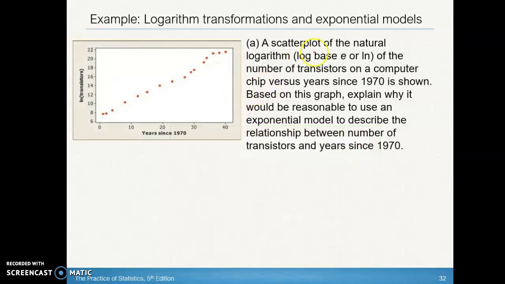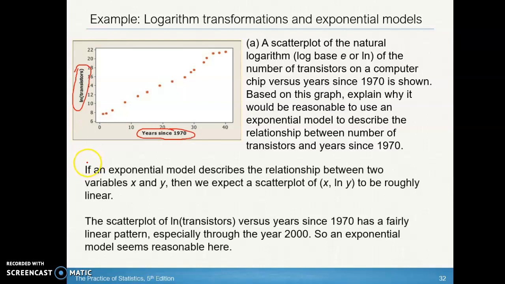A scatter plot of the natural log of the number of transistors on a computer versus years since 1970 is shown. Notice here it's labeled the year since 1970, and we took the natural log of the transistors. Based on the graph, take a minute and explain why it would be reasonable to use an exponential model to describe the relationship between the year since 1970 and the transistors.